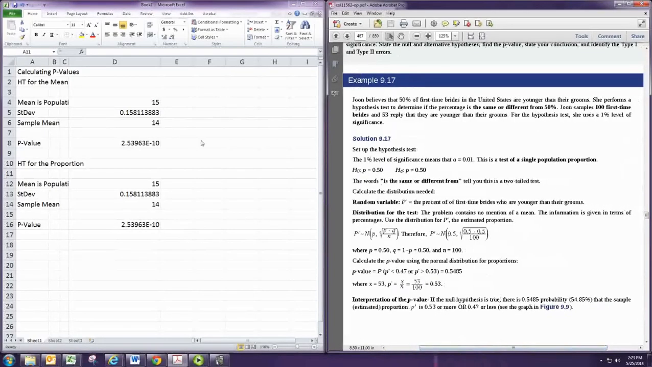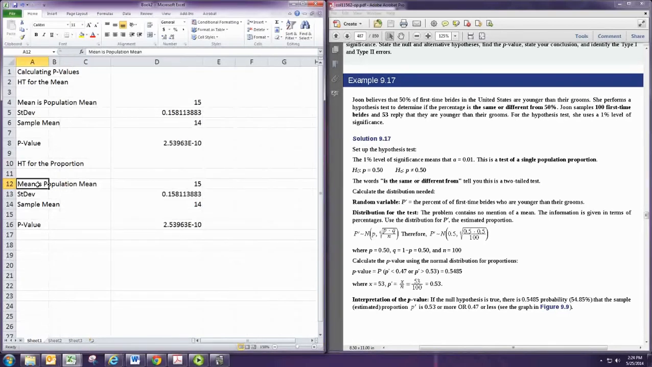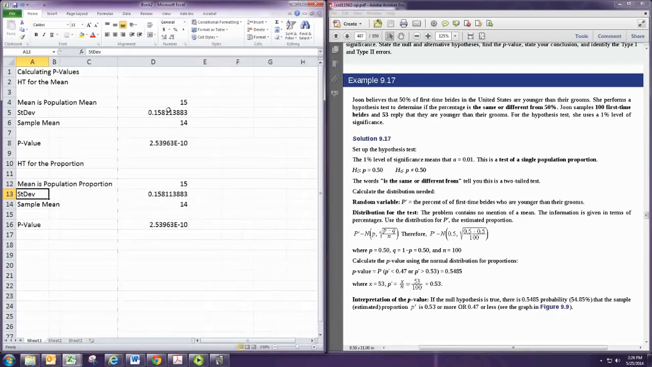The number 15 in the hypothesis is, in this case, 0.5, in problem 9.17. So you still use the number that shows up in your hypotheses. It's now the population proportion, right? Not the mean. So we put in that 0.5 there. And the standard deviation is going to be calculated with the same standard deviation formula from confidence intervals, where we have the square root of p times 1 minus p divided by the sample size of this problem, 100.